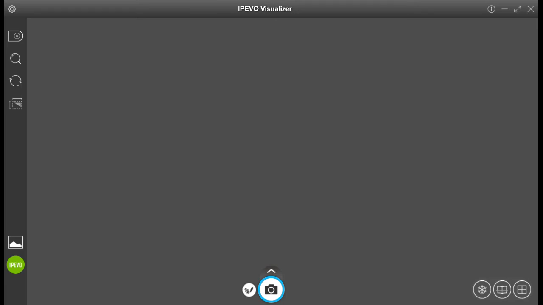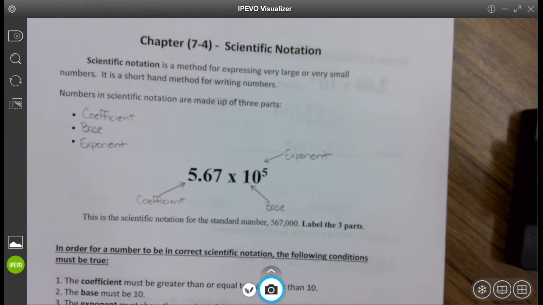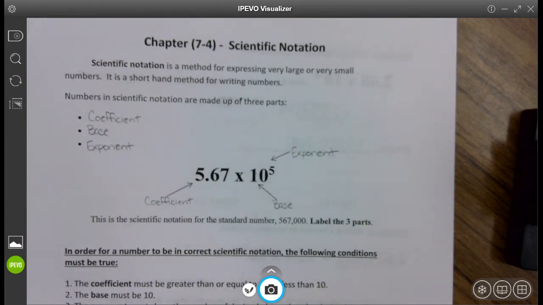All right, so today we are going to work on chapter 7.4, scientific notation. Scientific notation is a method for expressing very large or very small numbers. It is a shorthand method for writing numbers.